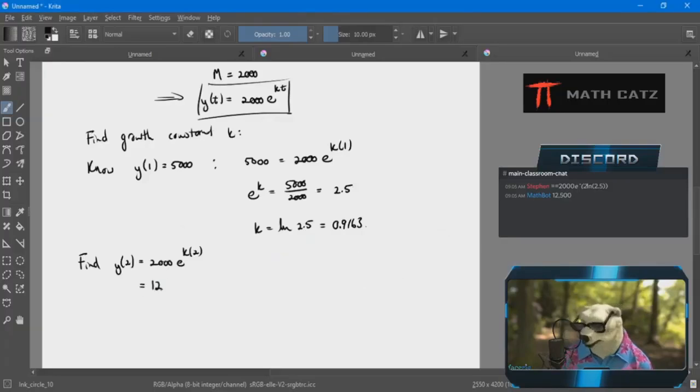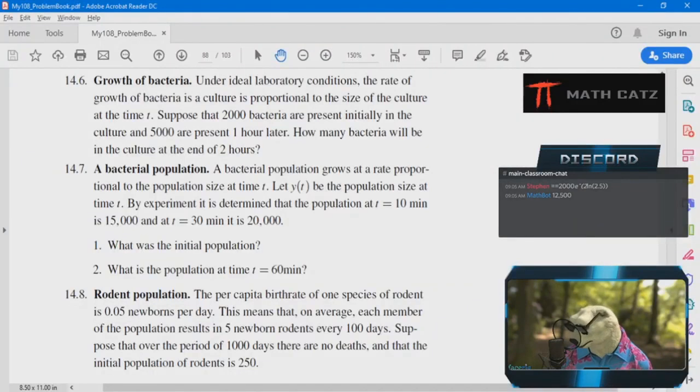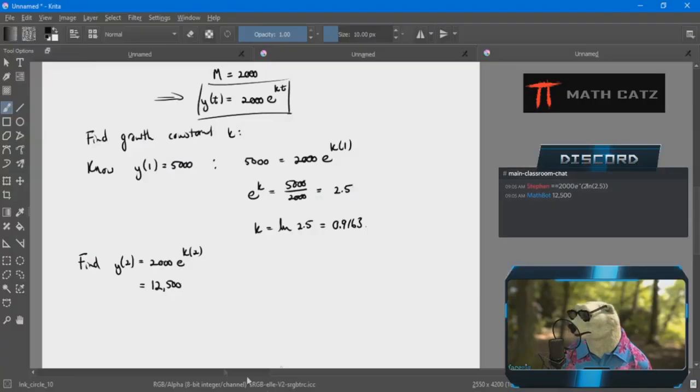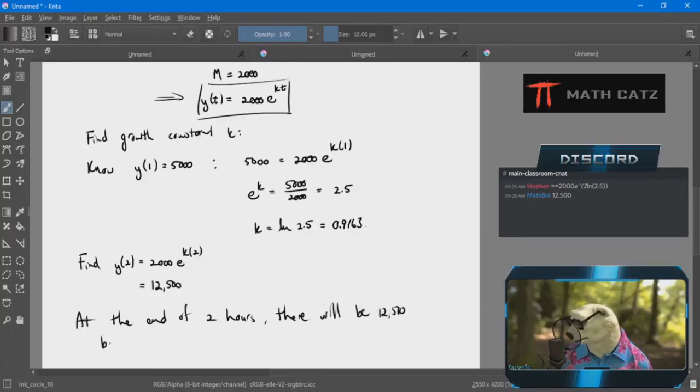And we get 12,500. This is a word problem, so a concluding sentence is a very nice idea. Let me just check the question here. How many bacteria will be in the culture at the end of 2 hours? At the end of 2 hours, there will be 12,500 bacteria. Sorry, my zeros are a little flat sometimes.